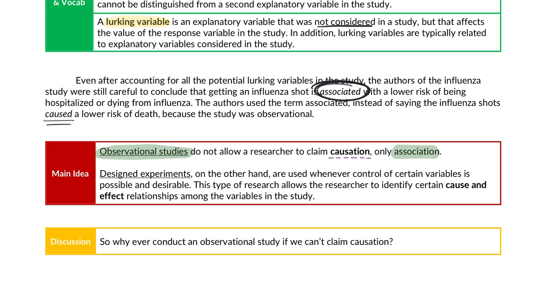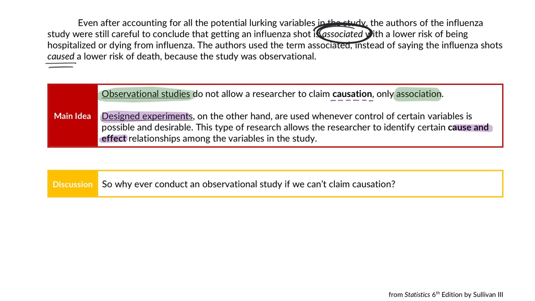But designed experiments, on the other hand, are used whenever control of certain variables is possible and desirable. This type of research does allow the researcher to identify certain cause and effect relationships, or causation, among the variables in the study. So if that's the case, if observational studies only allow us to claim association, not causation, why would we ever conduct an observational study if we can't decide something cause and effect? Why would we do observational studies to begin with?